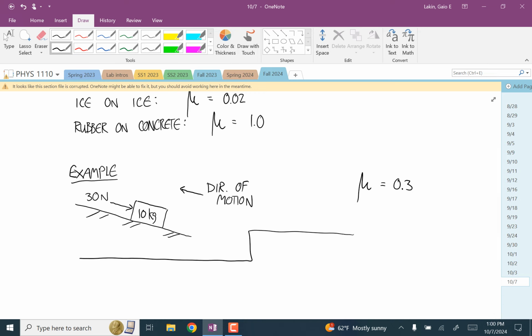So the first thing I want to sort of point out or clear up, you might look at this and think it doesn't really look possible because this 30 Newton force is trying to make this slide down the ramp, and part of the weight is trying to make it slide down the ramp. But I told you that the direction of motion is this way, okay? So like, how can that be?